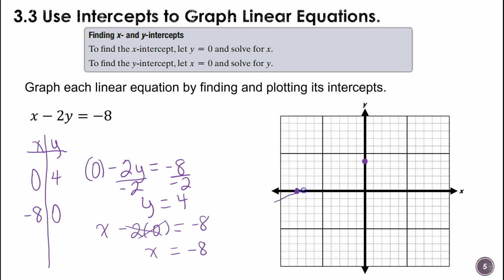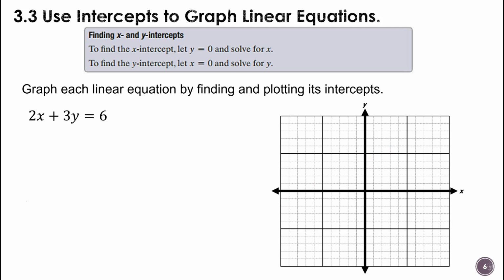And then, of course, I attempt to draw that line. It's so-so. I usually make my points bigger if I miss just a little bit. Okay, so that line is graphed. We had an x-intercept at negative 8, 0, and a y-intercept at 0, 4.